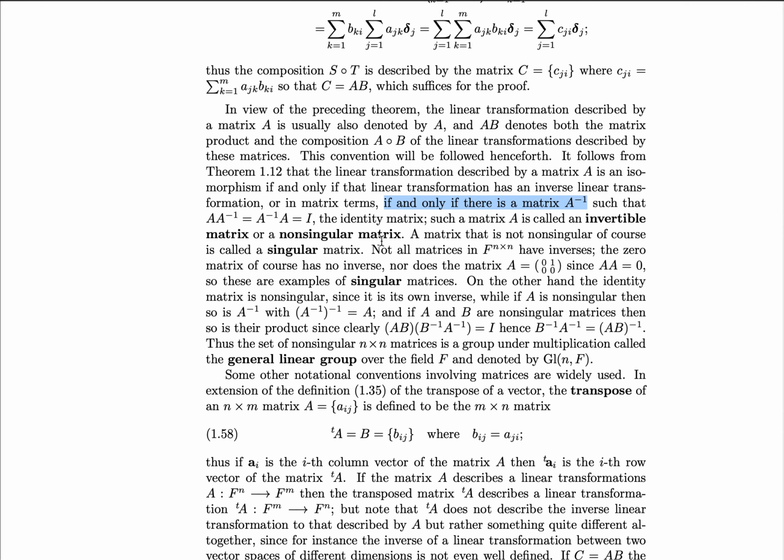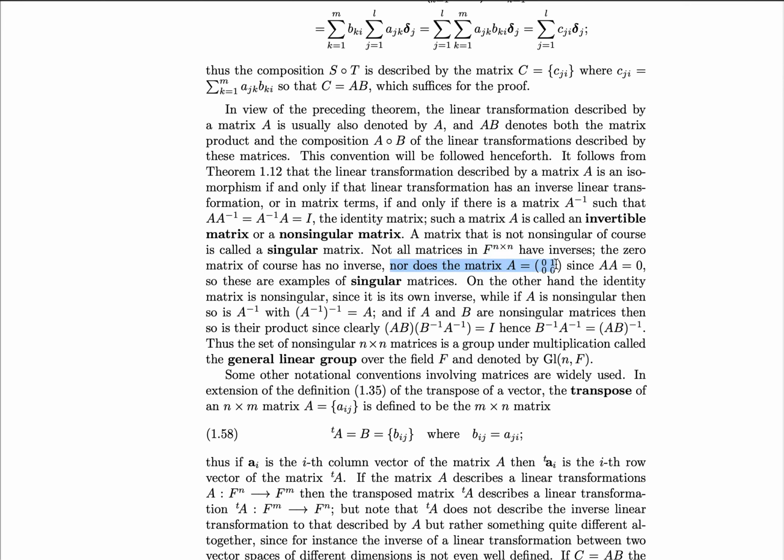A matrix that is not non-singular is of course called a singular matrix, and we will sometimes refer to these also as not invertible matrices. Note that not all square matrices have inverses. That is, the zero matrix has no inverse. This is because the map from everything to zero is not a bijection, so therefore it does not have an inverse.